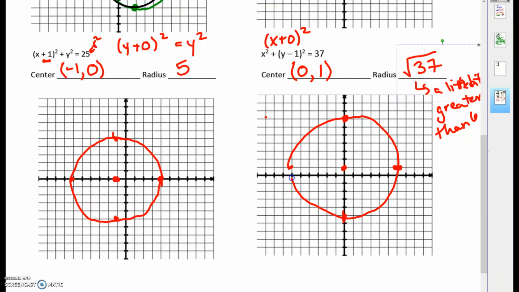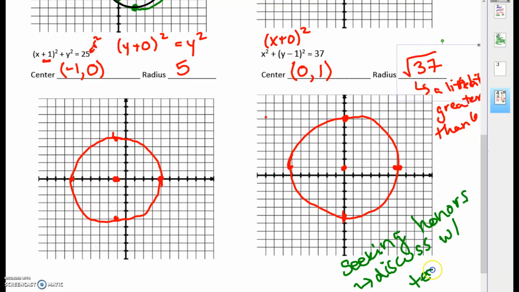Now, there is actually a second way to get a more exact movement here, which if you are interested in honors, I want you to come up and discuss with me in class. So if you are seeking honors, I want you to discuss this problem with your teacher, because there's a second way to do this that gets you a much more specific circle than just estimating that your radius is a little bit greater than 6. So just know that that's something I want y'all to look at.